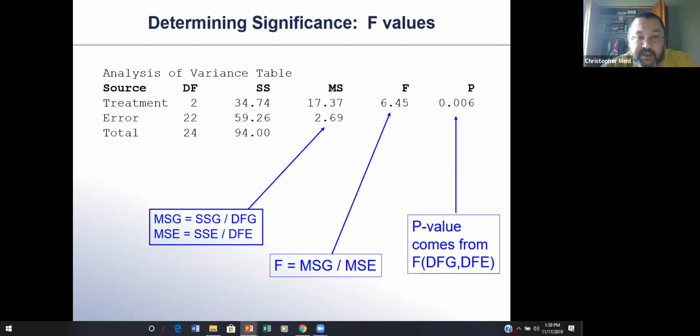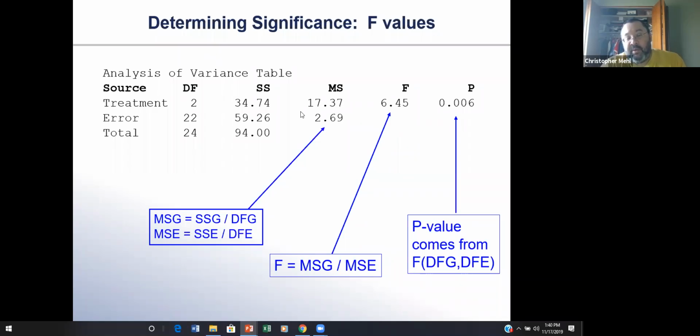All right, so next slide, determining significance for the F values. This is what I just talked about. The mean sum of squares for groups is your sum of squares between groups, that's 34.74, divided by 2 degrees of freedom. Mean sum of squares due to error is your error sum of squares divided by degrees of freedom. The F statistic is the treatment mean sum of squares divided by the error mean sum of squares.